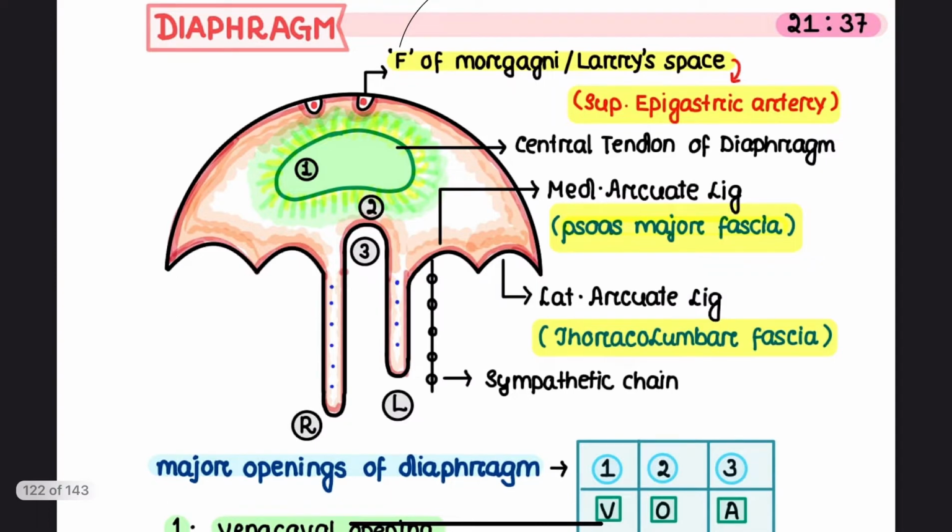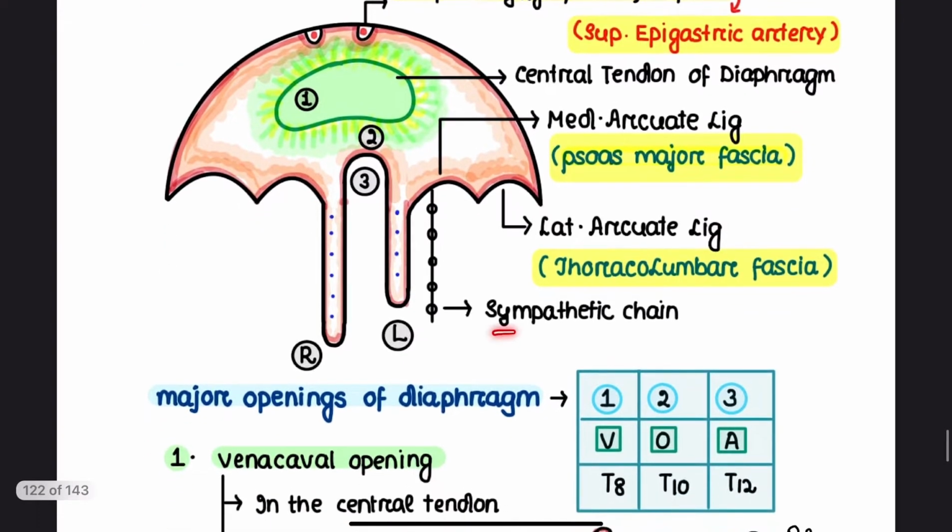And then you have a few ligaments here. This is the medial arcuate ligament, and lateral to that will be the lateral arcuate ligament. Then you have the two crura of the diaphragm. Here's the right crus and here's the left crus. And on the right side too, you have the medial arcuate ligament and the lateral arcuate ligament, right? And here's the sympathetic chain.